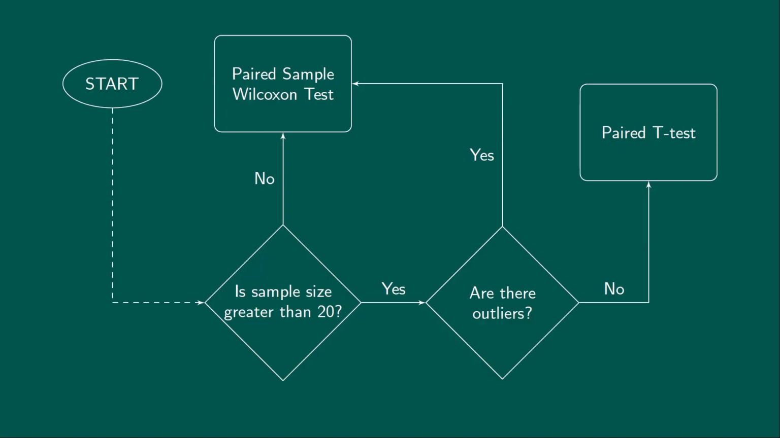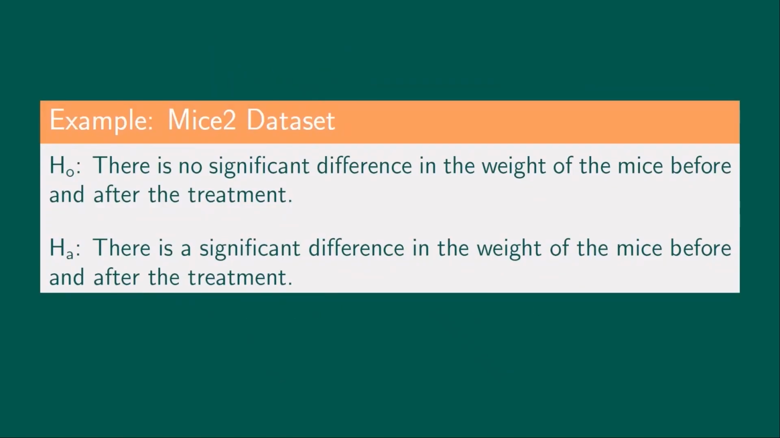Now, we will select the test that we will use for this dataset. Since the sample size is less than 20, we will choose paired sample Wilcoxon test. Then, we formulate our null and alternative hypotheses. The null hypothesis for this test is there is no significant difference in the weight of the mice before and after the treatment, whereas the alternative hypothesis is there is a significant difference in the weight of the mice before and after the treatment.